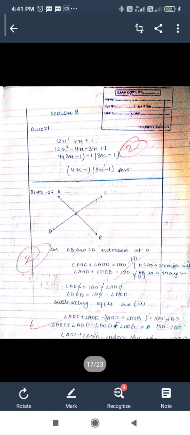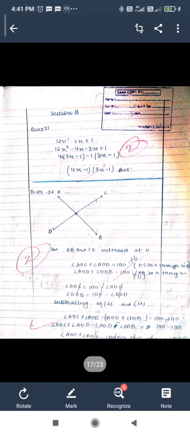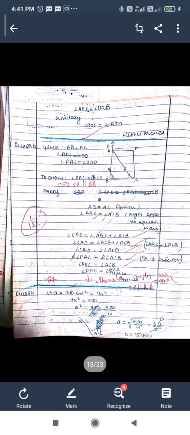Next question is two lines intersect each other. We have to prove that. So AB and CD intersect at O, so angle AOC and AOD will be 180, AOD and DOB will also be 180. That is, DC is a straight line and AB is a straight line. Subtracting equation 1 from 2 we will get the required value, that is vertically opposite angles will be equal. Okay, this is proved.